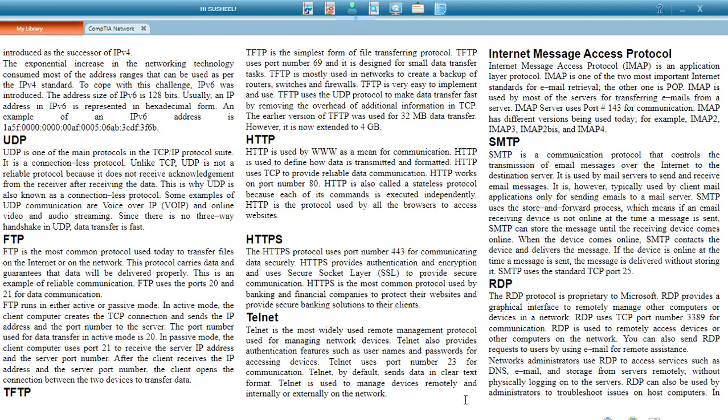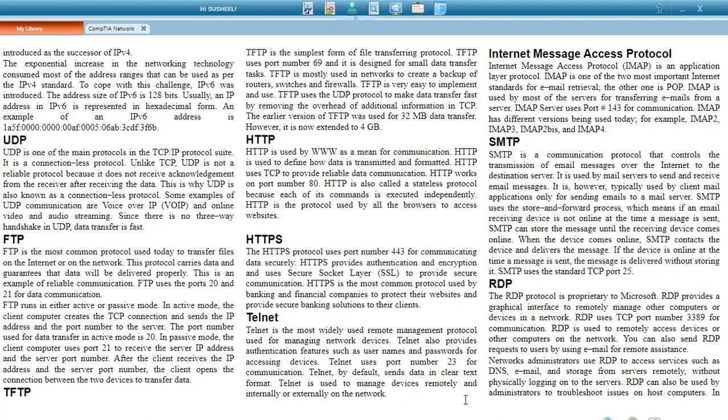FTP. FTP is the most common protocol used today to transfer files on the Internet or on the network. This protocol carries data and guarantees that data will be delivered properly. This is an example of reliable communication. FTP uses the ports 20 and 21 for data communication. FTP runs in either active or passive mode.